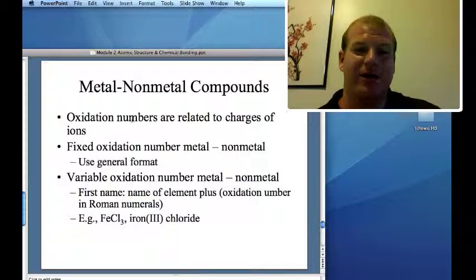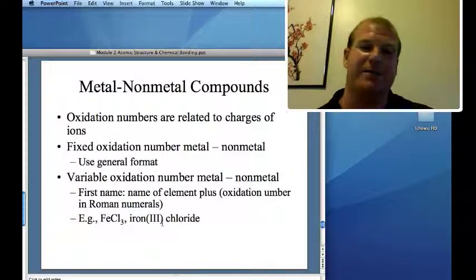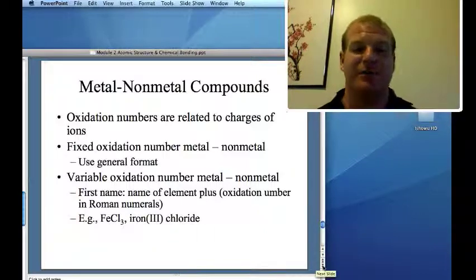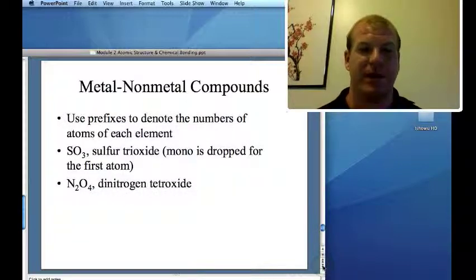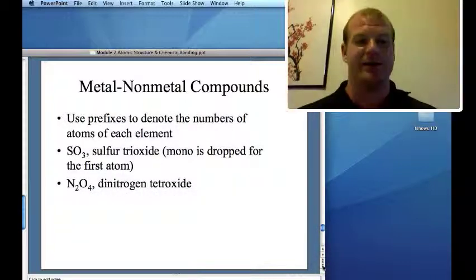Now, with other metal, non-metal compounds, some of them only have one charge, like sodium chloride. Sodium is always +1, chloride is always -1. But iron can be +2 or +3, so you have to state that. Either you say it or you give Roman numerals. So this is iron 3 chloride, or iron III. Well, you won't say III, you say iron 3 chloride, and you write it using the Roman numerals if there's more than one charge.